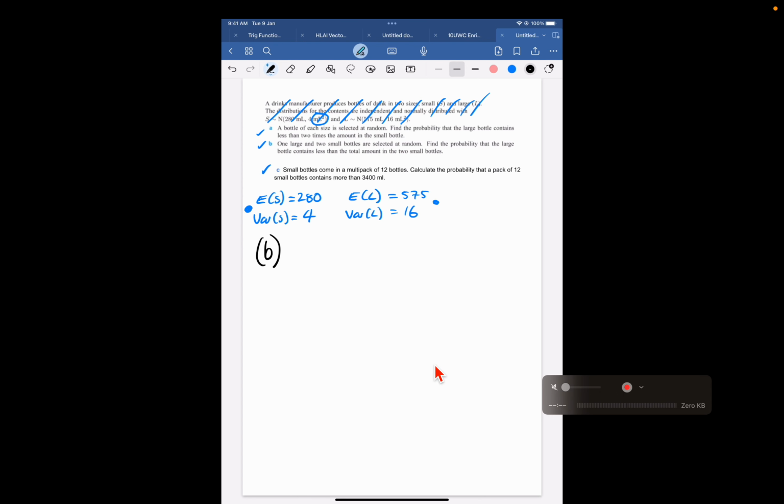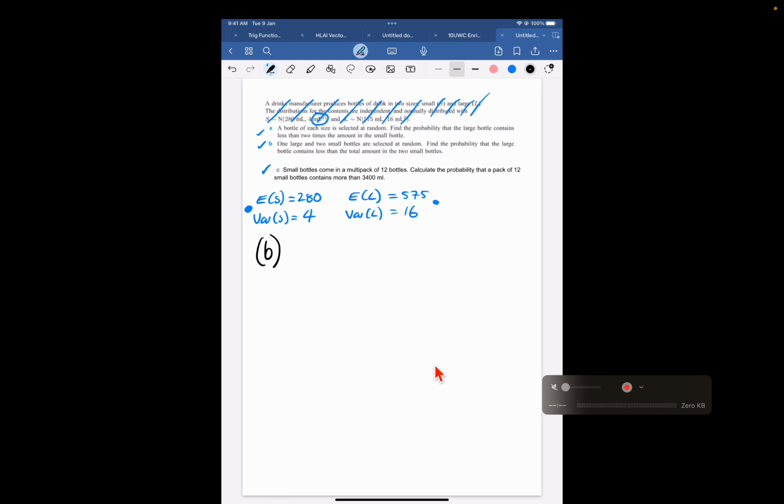Now, we are using the same original details, and this time we're looking for one large bottle and two small bottles. So this is a slightly different situation, right? Two small bottles is very different from one bottle selected and scaled up. There'll be less variability for two small bottles added together. So let's go and write that down.